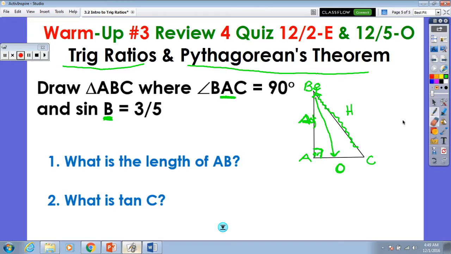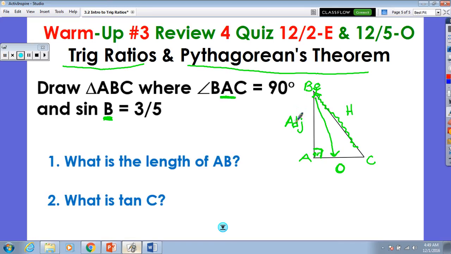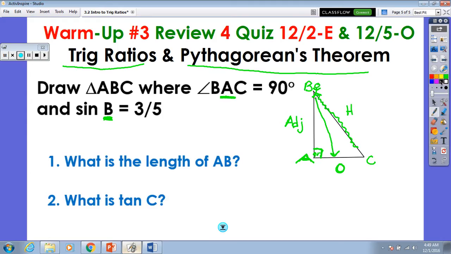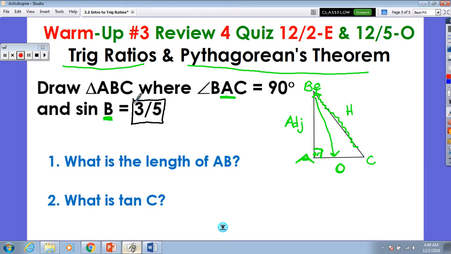Let me clear that up. That was kind of sloppy over there. Okay. So this is the adjacent. I'm going to do ADJ today because we actually have an angle A, and I don't want you to get that mixed up with the adjacent side. Okay. So now that I have everything labeled, we can go ahead and put in our measurements. We didn't know which side was which. They didn't tell us that. All they told us was that the sine is this ratio, 3/5.